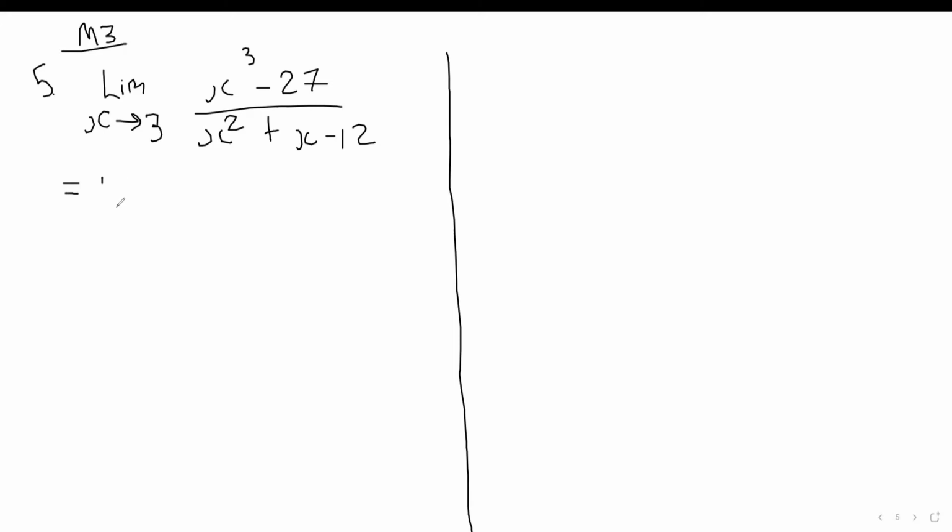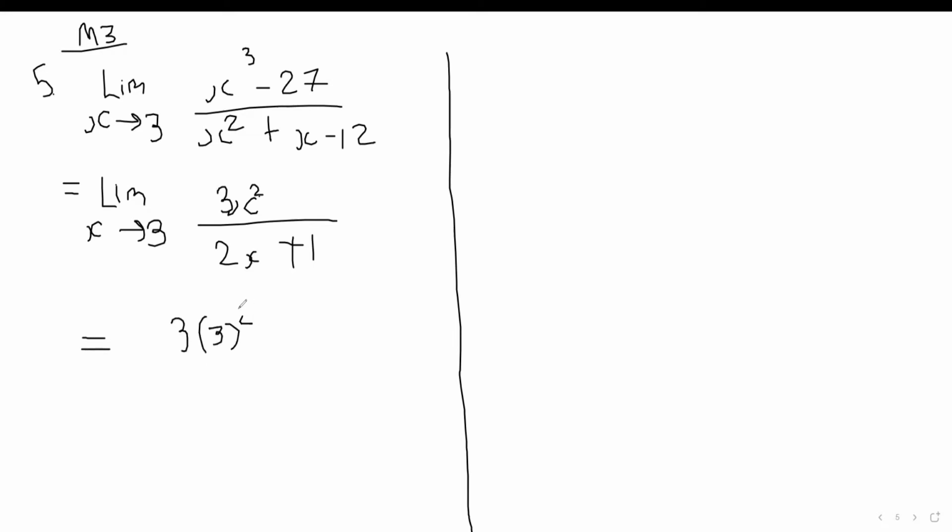Using L'Hopital's rule, you can differentiate the numerator and divide it by the differential of the denominator. Differentiating x cubed, you would get 3x squared. Differentiating 27, you get 0, divided by differentiating x squared, you get 2x, differentiating x, you get plus 1. Now you can plug in 3, and you get 3 times 3 squared over 2 times 3 plus 1.